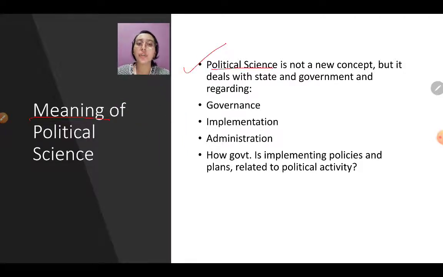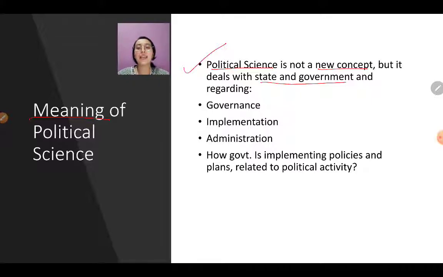Political science is not a new concept, as I've already said, but it deals with state and government. In the last video I have already explained state and government. So you just need to understand that political science is not a new concept, because we have already touched on some things before, like in civics. So it's just a larger domain.